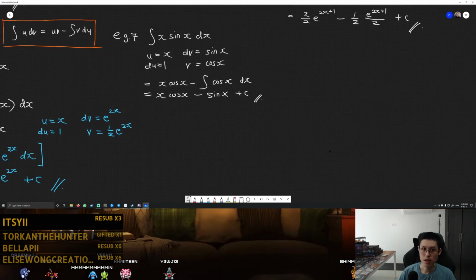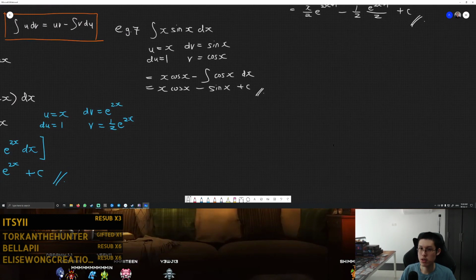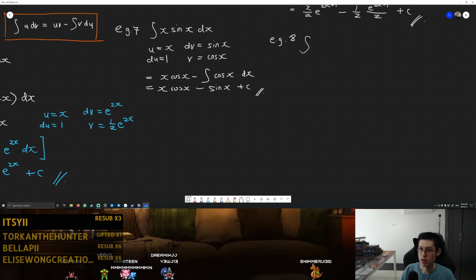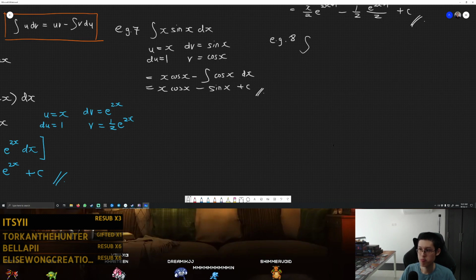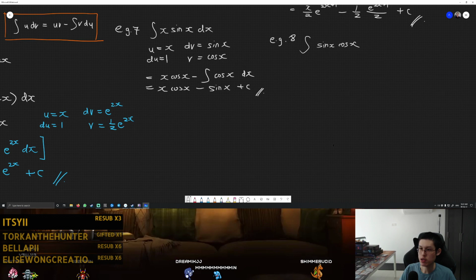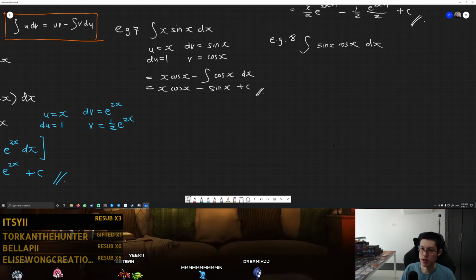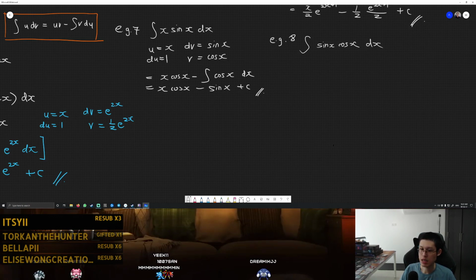Next up, let me show you what happens if you have something without an x in there. So let's say you have integrate sine x cos x dx. So there's actually two ways of doing this. So the first way of doing this involves using the identity.